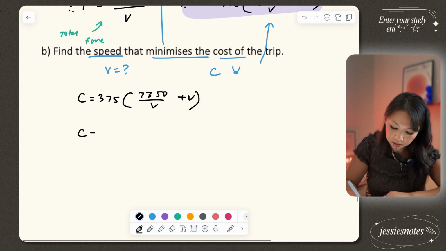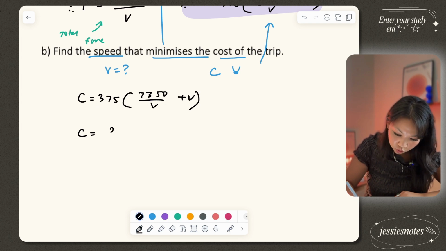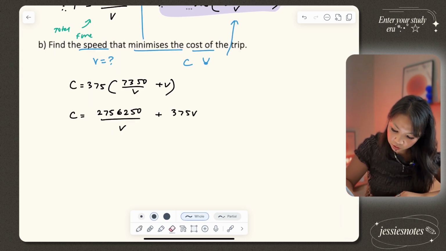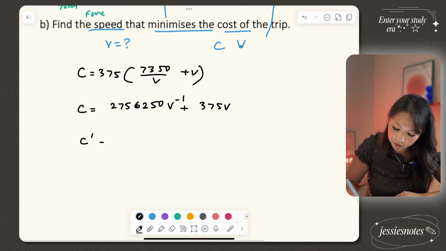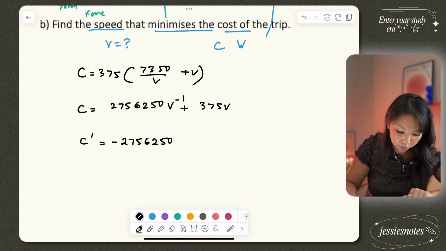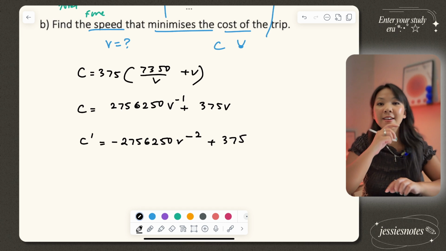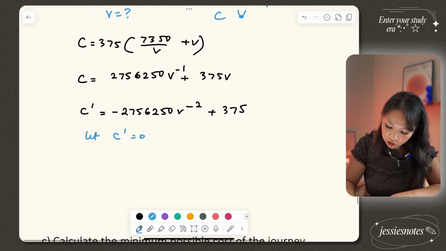So I'm going to expand this to make it easier. If I times these two numbers together, we get 2,756,250, that's a mouthful, over V plus 375V. And then I'm also going to bring this up so it's to the power of -1. Great, so now if I differentiate this, we get negative 2,756,250 V to the power of -2 plus 375. Okay, and then now I'm going to find the stationary point by letting C dash equal to 0.